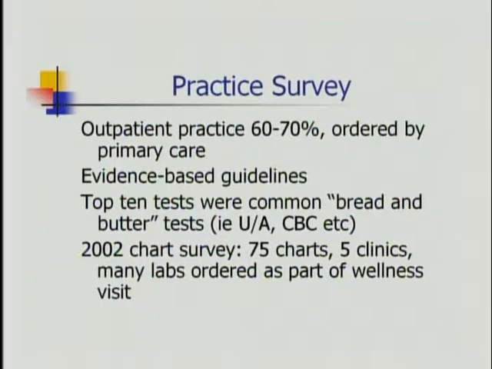So it was the bread and butter tests, the everyday tests, such as the UAs, the CBCs, the chem panels, and the electrolytes. And then we did a little cursory chart survey where we looked at 75 charts and observed that many tests were ordered as part of a wellness exam.